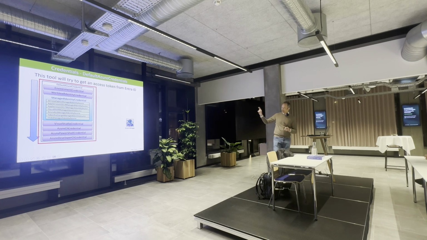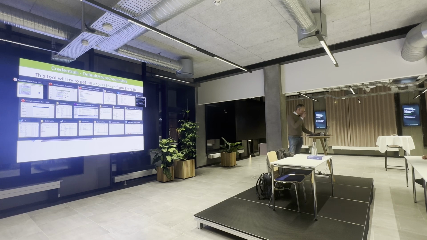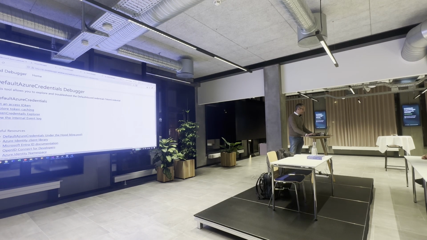But the problem with this DefaultAzureCredential is that it's very locked down. You can't see that much about what is going on inside, right? It's kind of all or nothing. So what did I do? Well, I downloaded the source code of that library into my application and hooked in my own logging statements. So basically, I can actually see what it does internally.